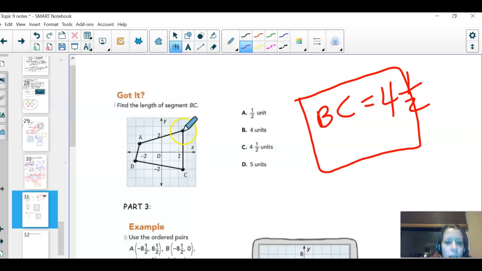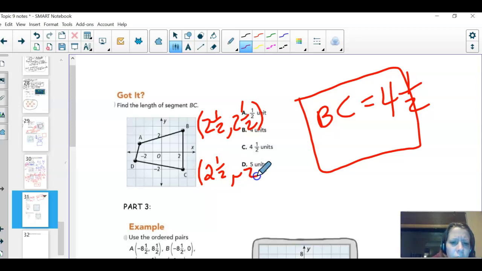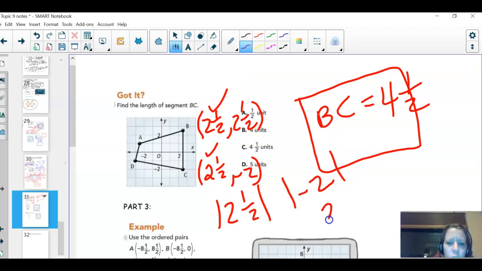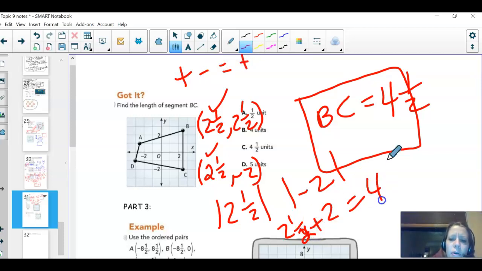Or I have 2.5 and negative 2. So B was 2.5, and C was 2.5, negative 2. This is the same. So 2.5 and negative 2. One is positive, one is negative, so that would be adding. So that gives me 4.5. Okay? What do you think?